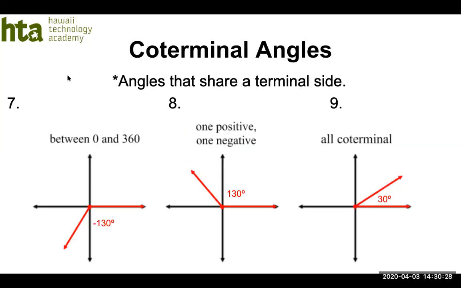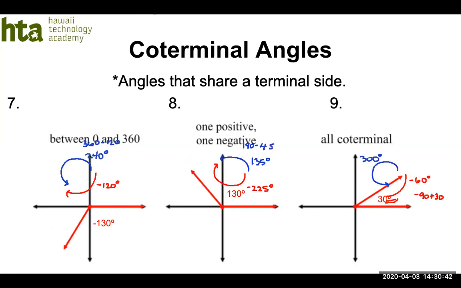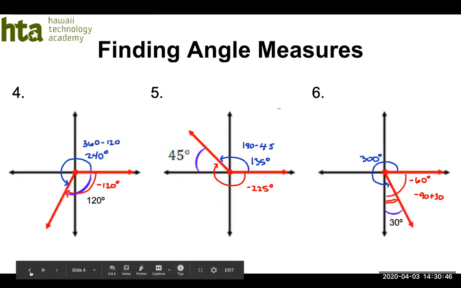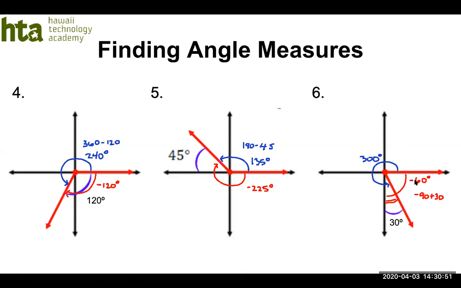All right, moving on, coterminal angles. New terminology here for you. Coterminal angles are two angles that share the same terminal side, okay? So basically the positive and the negative version are coterminal because they share the same terminal side. Going back to this slide right here, that means 300 and negative 60 are coterminal angles because they share the same terminal side, okay?